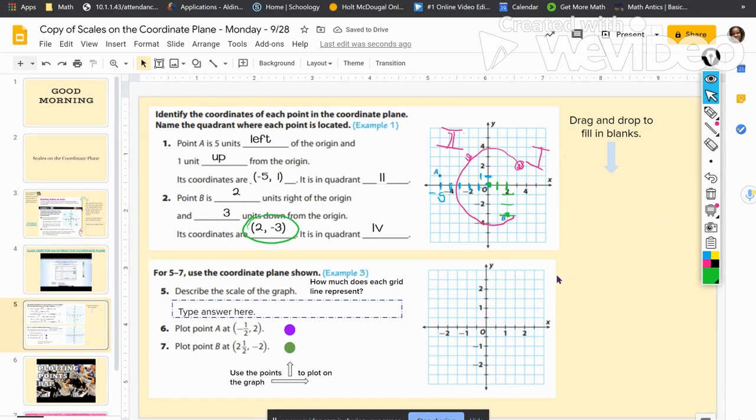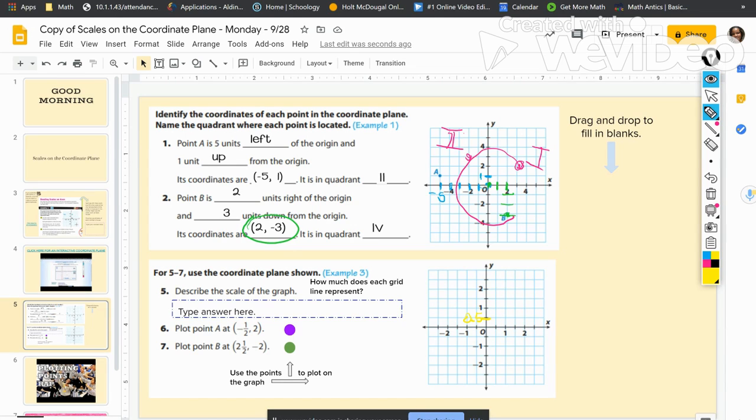Okay? Now for numbers 5 and 7, you're going to use this coordinate plane. This one's, the scale is counted by ones, but we have to figure out what is the value of each grid line. So what's in between 0 and 1? Or what's halfway in between? Well, 1 divided by 2 is half. Anytime you're trying to find half of a number, divide by 2.